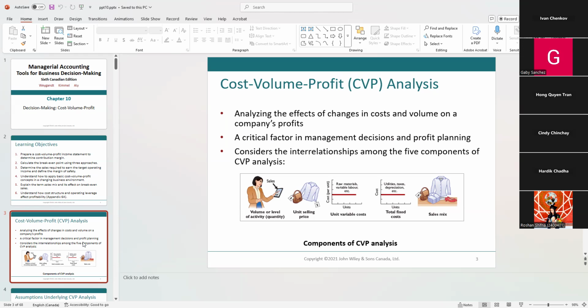Obviously, that will be a critical factor for making decisions and planning your profit. And we're going to consider the relation between the volume of activity, selling price, variable cost, fixed cost as a total, and sales mix.